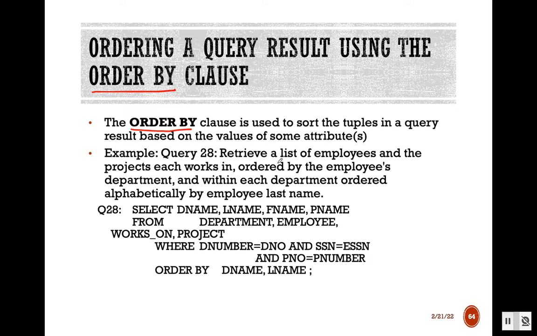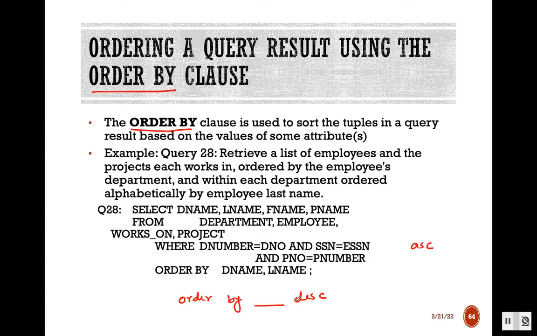For example, this query is saying retrieve a list of employees and the project each works in, ordered by employee's department, and within each department ordered alphabetically by employee's last name. So using order by is actually simple. We use the clause order by, and then the attribute name by which we want to order the tuples. By default this is going to sort the tuples in ascending order.